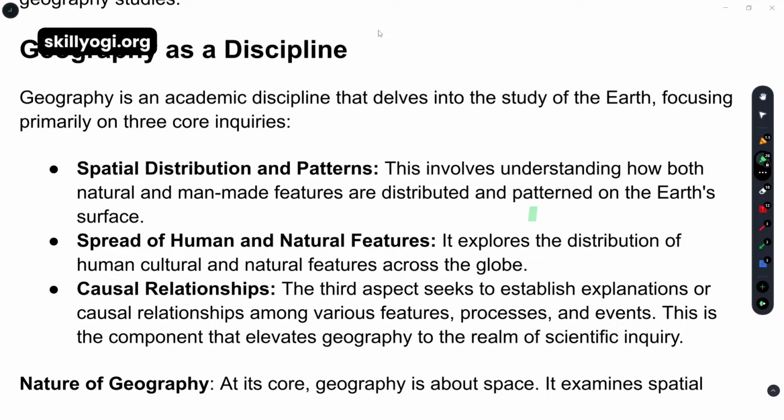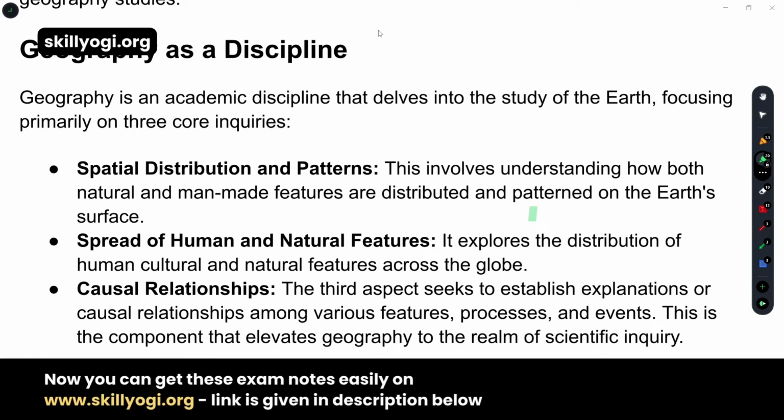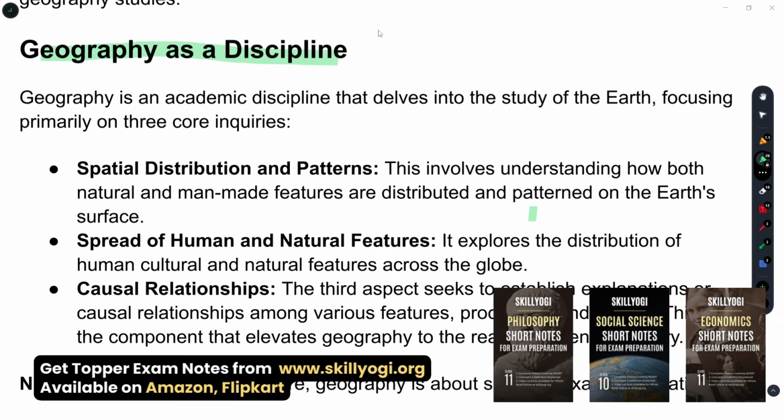So, students, today we are going to know about geography as a discipline. Up to class 10, we have learned geography as an HSC subject, a social science subject. So how it can be considered as a discipline, now we are going to know. What is written over there?